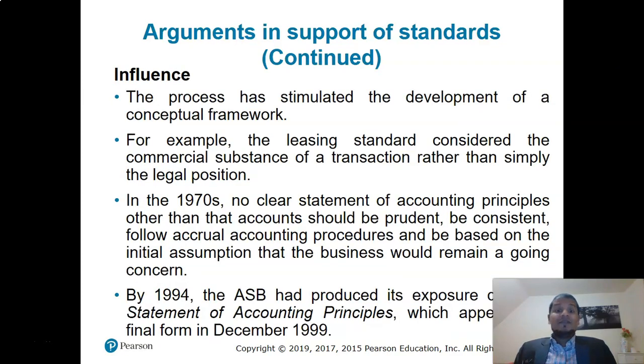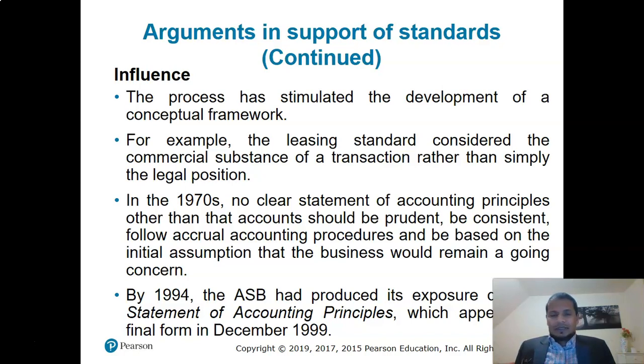Yeah, and also influence, right? The process has stimulated the development of a conceptual framework. So the second chapter we'll be talking about the conceptual framework, the foundation, the basis of accounting standards or basis of reporting or accounting, right?